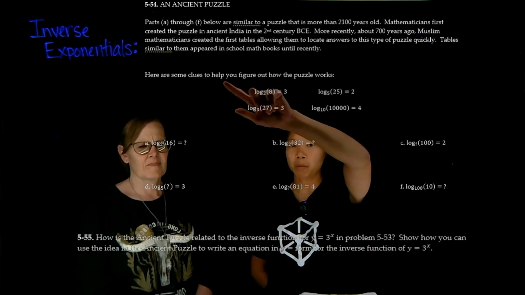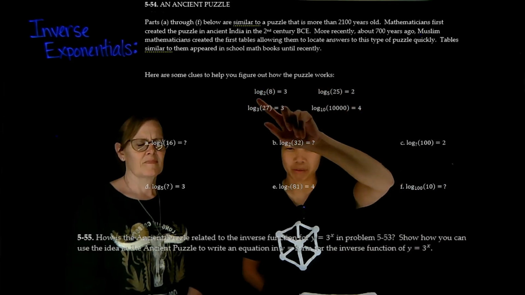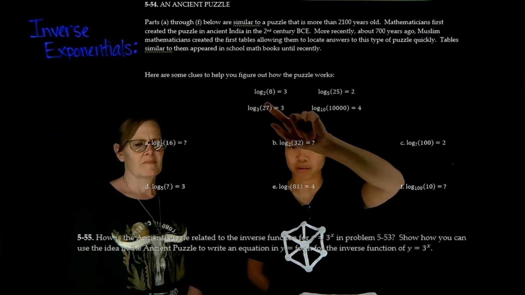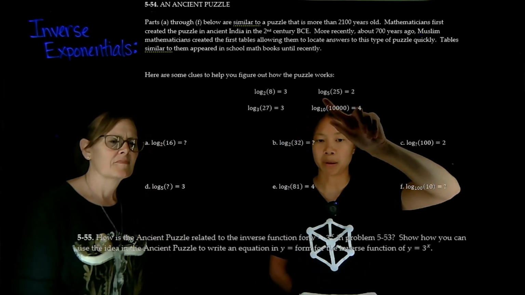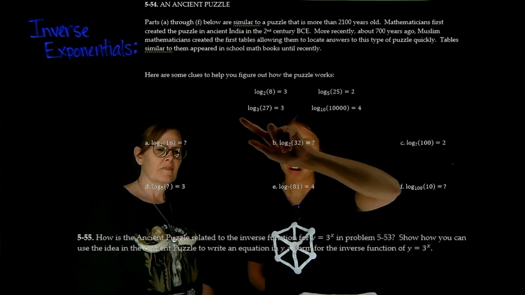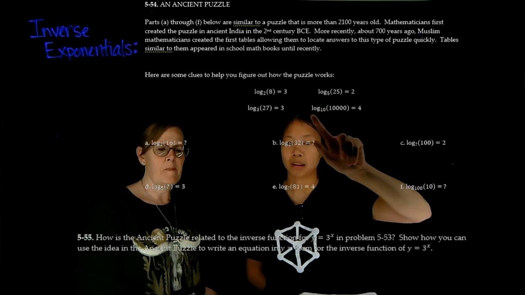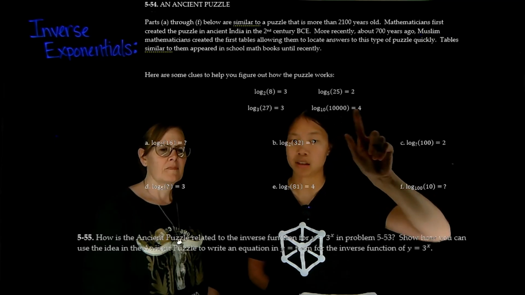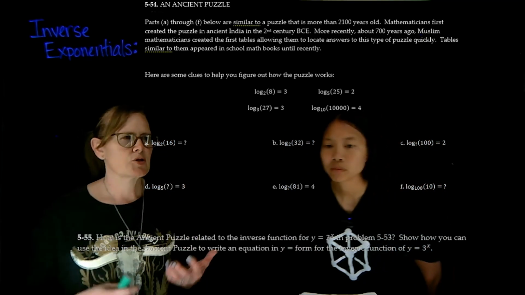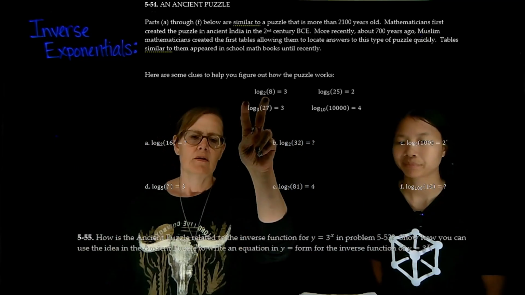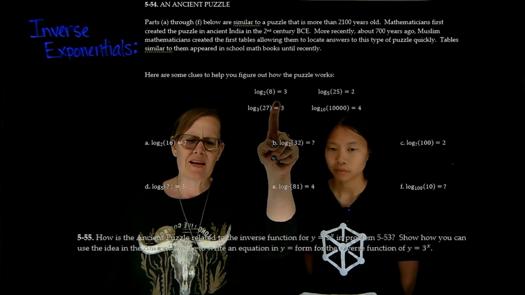Here are some clues to help you figure out how the puzzle works. Here we have this word log. Log base 2 of 8 equals 3. Log base 5 of 25 equals 2. Log base 3 of 27 equals 3. And log base 10 of 10,000 is 4. Okay, so if I look at these, I'm trying to decide, how does this work? How does log base 2 of 8 equal 3?